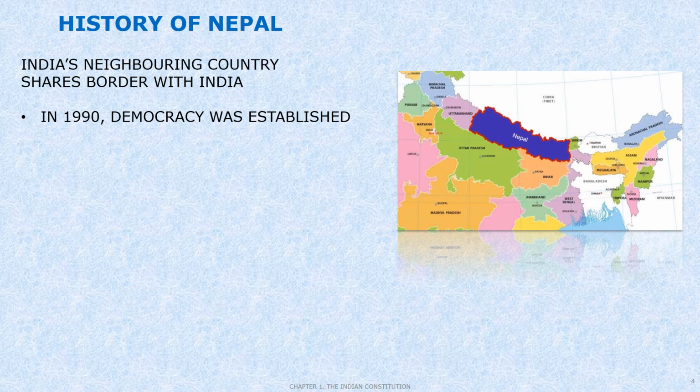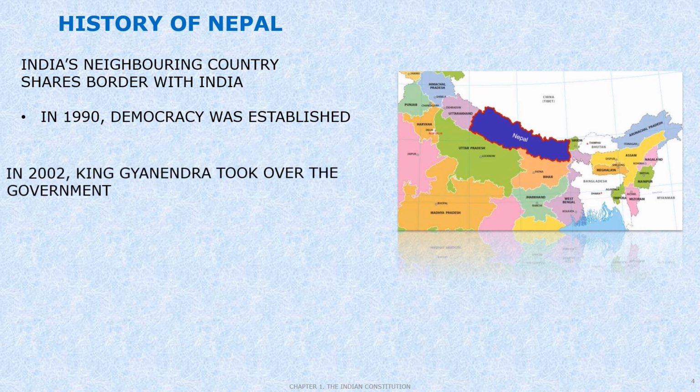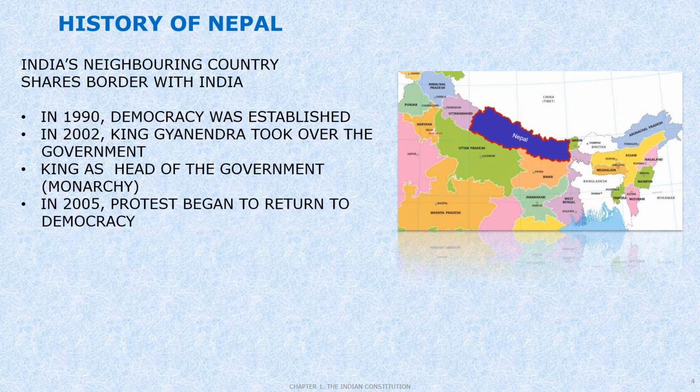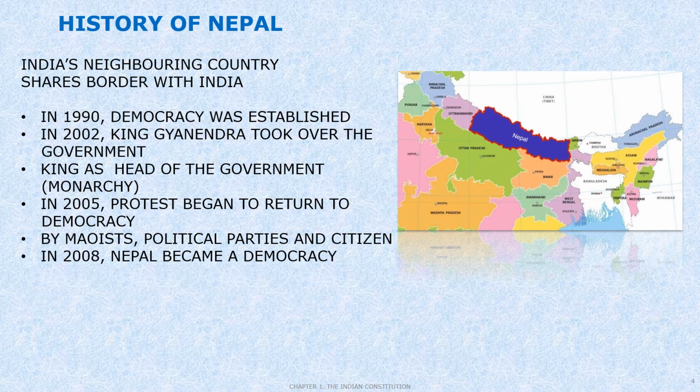Democracy was established in Nepal in 1990, which lasted for 12 years. In 2002, King Gyanendra took over the government and established monarchy, in which the king is the head. But in 2005, protests began by Maoist political parties and citizens to return to democracy. Successfully, in 2008, Nepal became a democracy and the people wrote a new constitution for themselves.